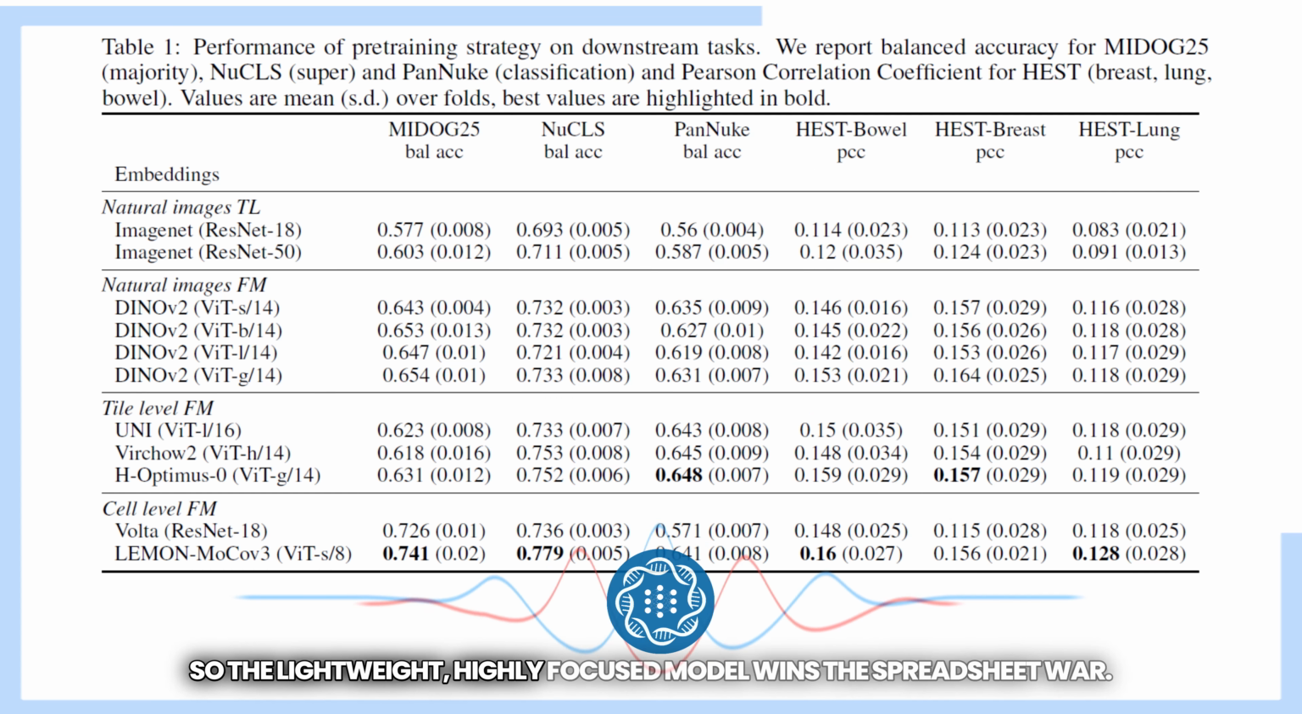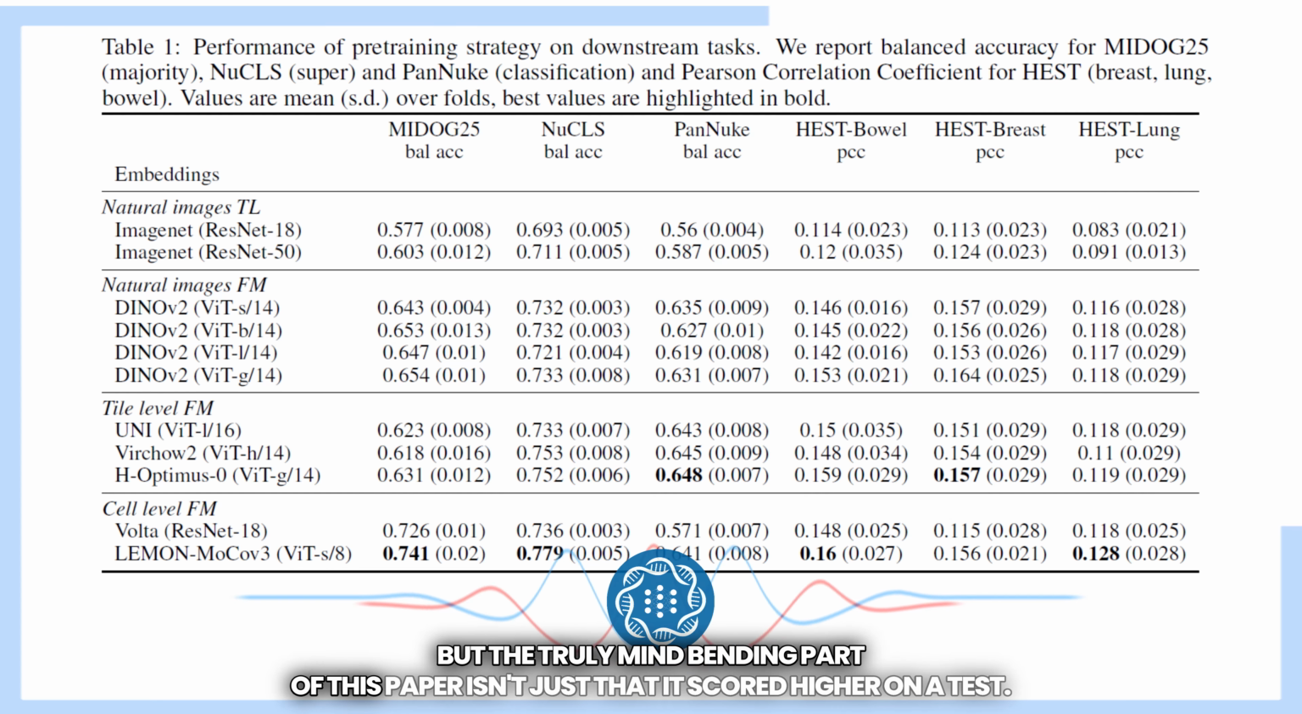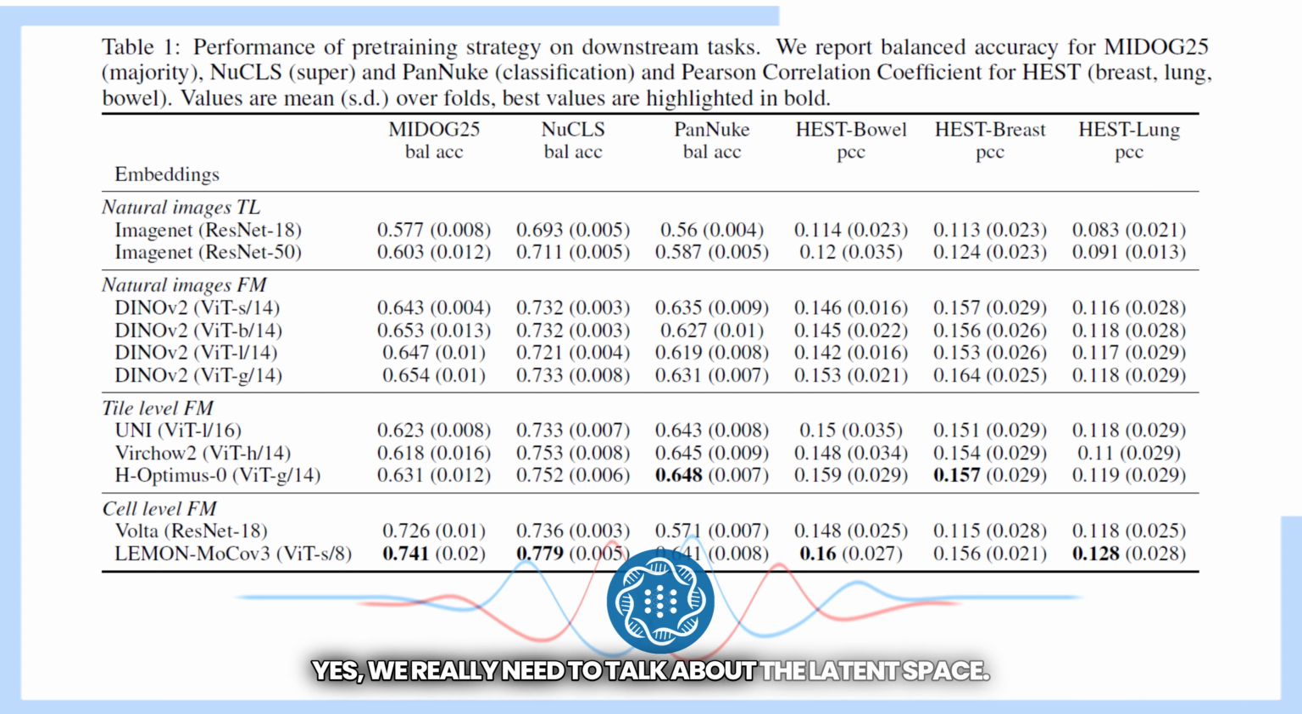So the lightweight, highly focused model wins the spreadsheet war. But the truly mind-bending part of this paper isn't just that it scored higher on a test. It's how the researchers proved what the AI was actually learning. Yes. We really need to talk about the latent space.